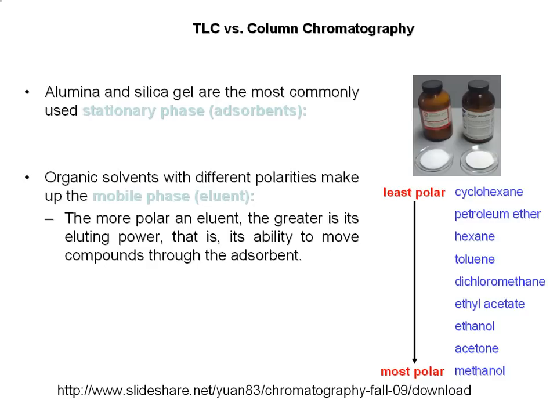That is, because the stationary phases are polar, if you use a more polar eluting solvent, it's going to compete more readily with the stationary phase, and it's going to move your organic compounds down the stationary phase more quickly.